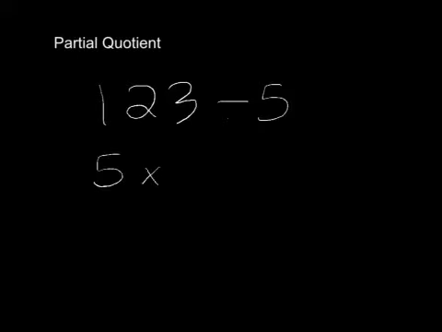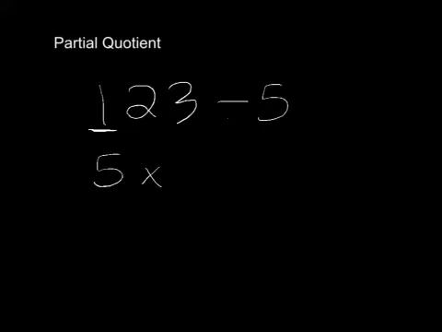All right, so let's say we have the problem 123 divided by 5. So if we're going to use partial quotient, we're going to take our 5 and we're actually going to use multiplication to figure out how we are going to get to the amounts in the place values. So we're going to start with the hundreds place, which is 100. So we think 5 times what number is close to 100 without going over?